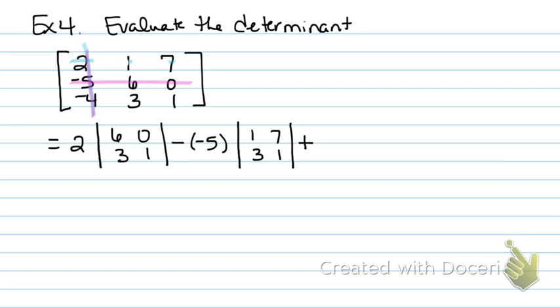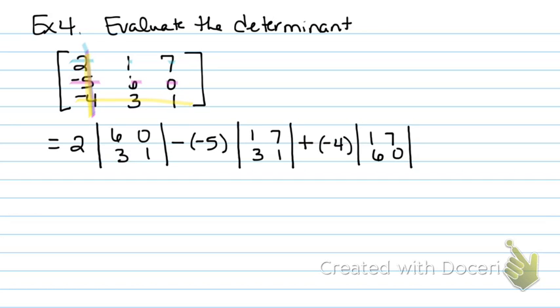And then it's my last coefficient of x, so the negative 4, times its determinant. And just like the others, to find its determinant, we're going to mark out the row and the column that it's on. I'm going to mark out this column and this row, and whatever's left is going to be the elements of it. So I've got 1 and 7, 6, and 0.